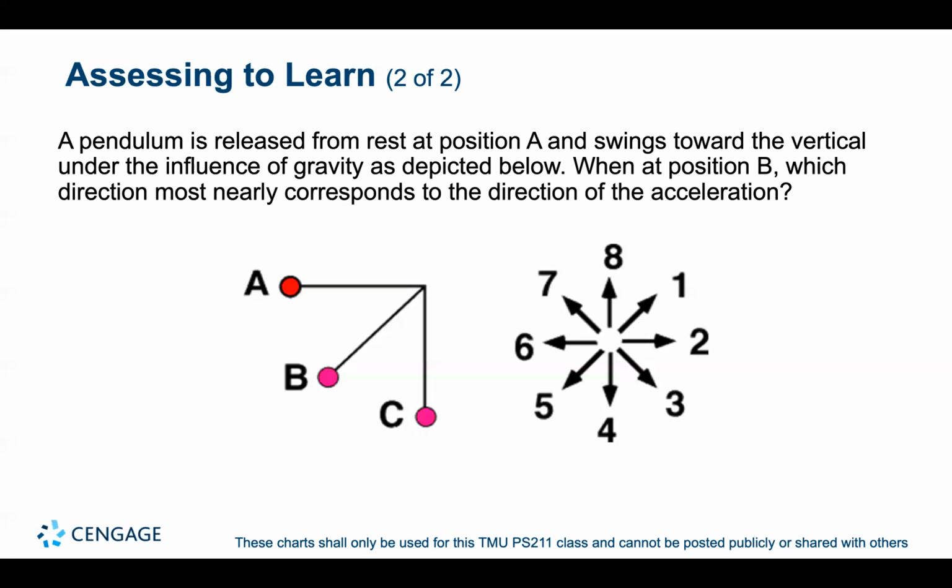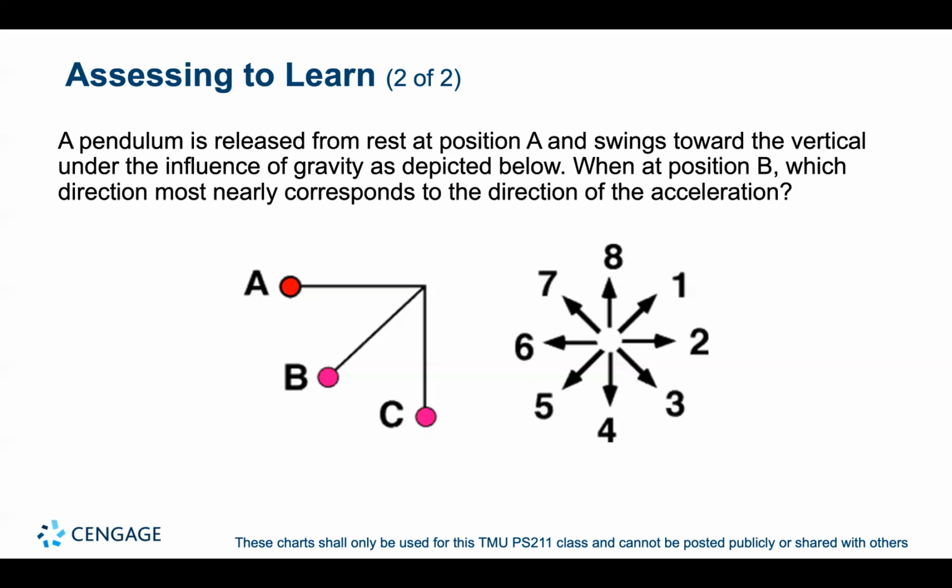Acceleration is the rate of change of velocity. If an object's speed is changing, that means the length of its velocity vector is changing, so the acceleration must have a non-zero component parallel to the velocity vector. If an object's direction of motion is changing, that means the direction of the velocity vector is changing, so the acceleration must have a non-zero component perpendicular to the velocity vector. At point B, the pendulum bob is both speeding up and changing direction. So this is what we're pointing out here.